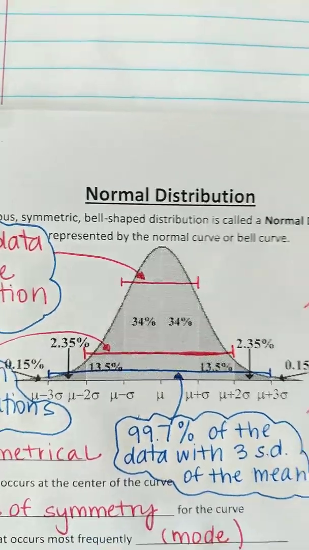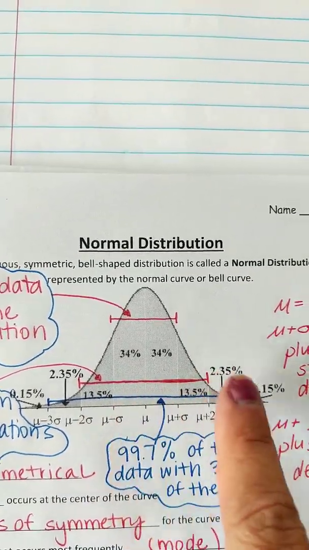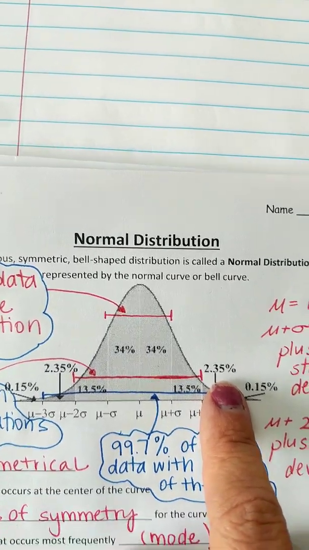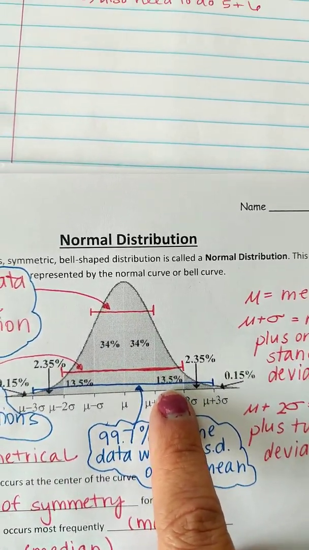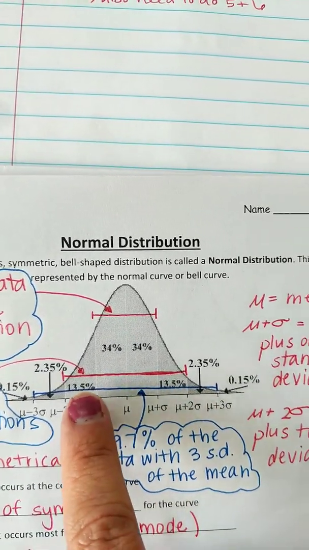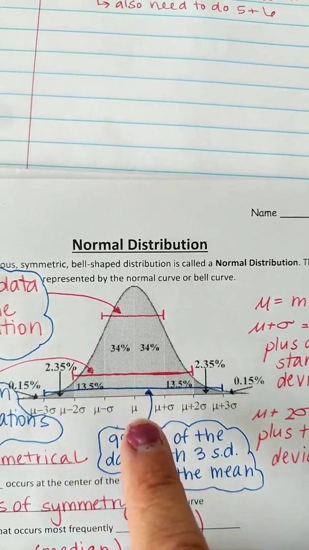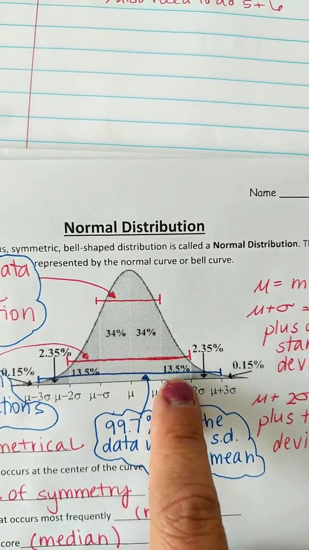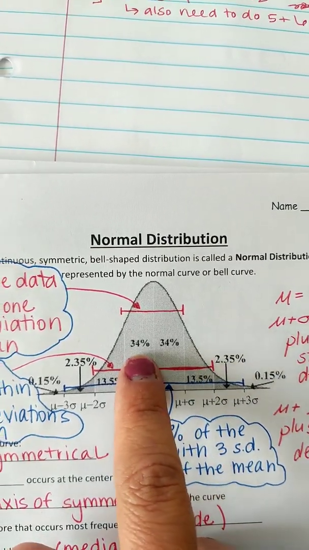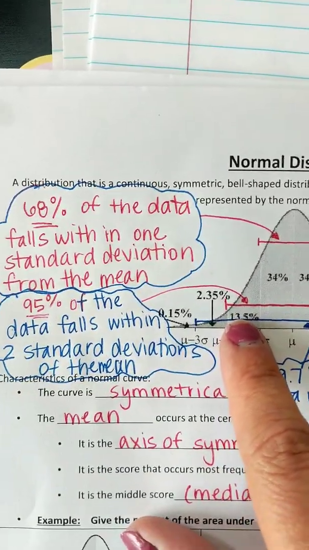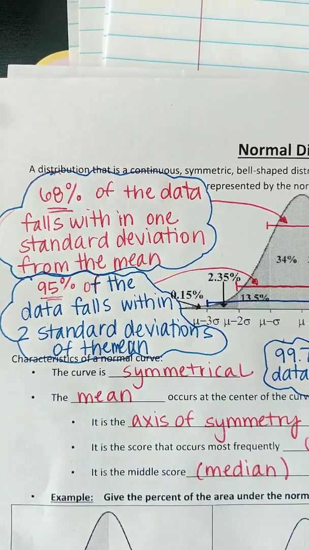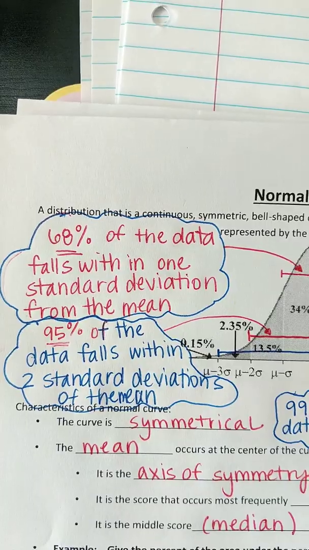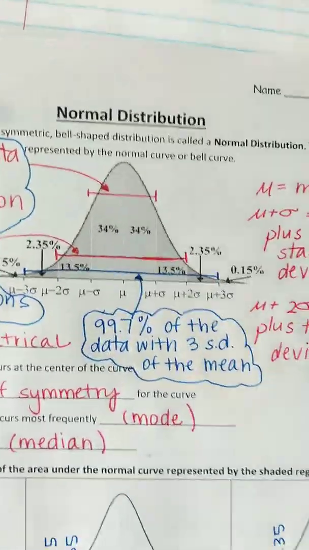The next division is within two standard deviations of the mean. When we go to two standard deviations, this next one carries 13.5% here and 13.5% here, between one and two standard deviations. When we add all of those up, the 13.5, 34, 34, 13.5, we find that 95% of the data falls within two standard deviations of the mean. Like I said, this applies for every normal distribution.